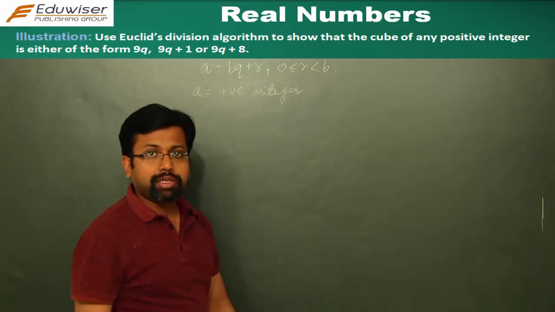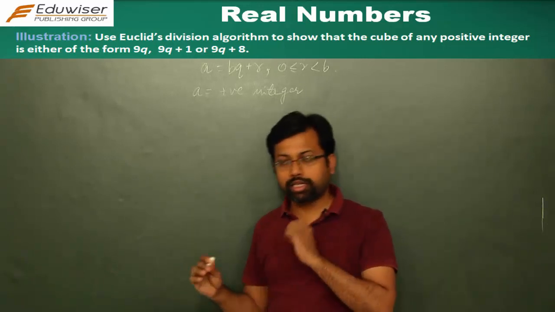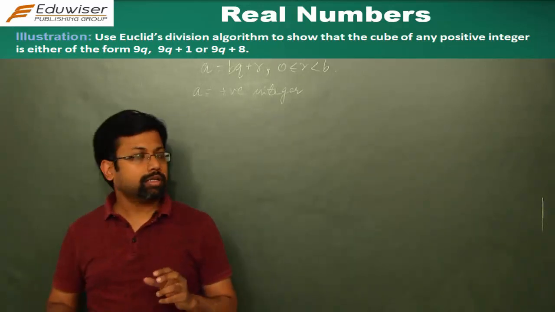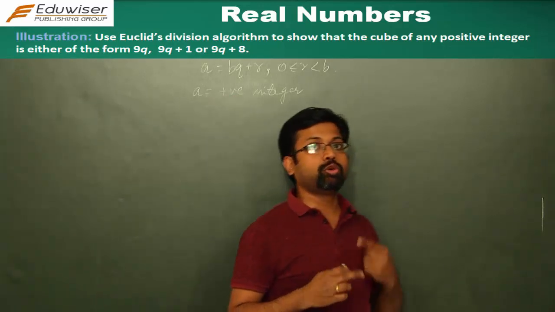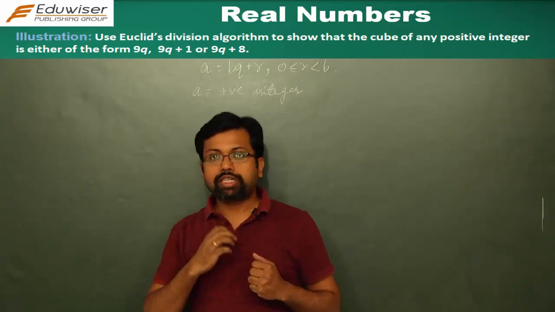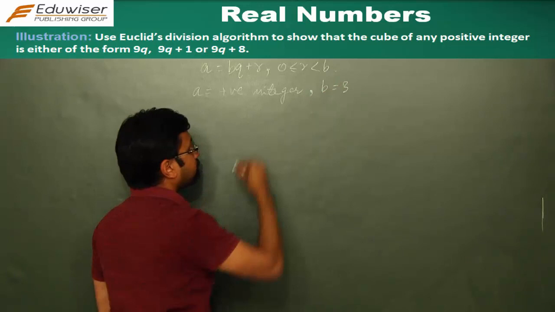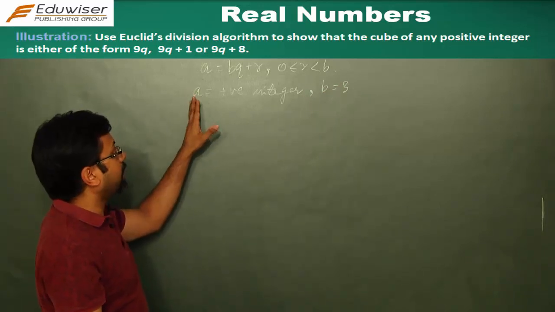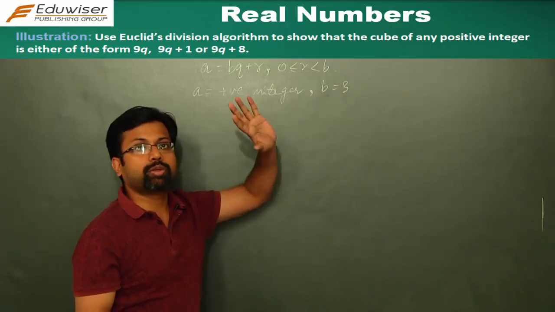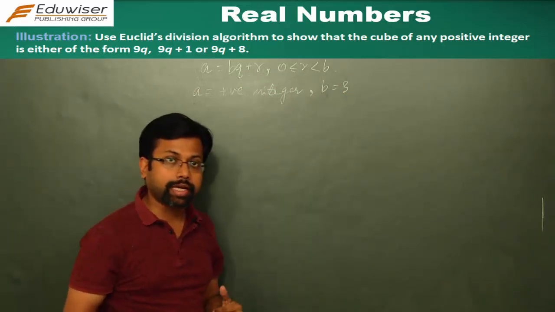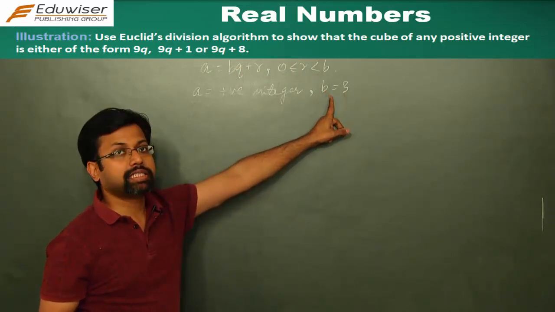For the value of b, you would say that we should take it as 9 because we have to show it in the form 9q and 9q plus 1. But there's a short way that you can do this question. Since we have to find out the cube of that number, if we take the value of b as 3 and then we do the cube of number a, the factor of 3 would become 3 cube, that's 27, which includes 9. Hence, we can get 9 even if we take b as 3.